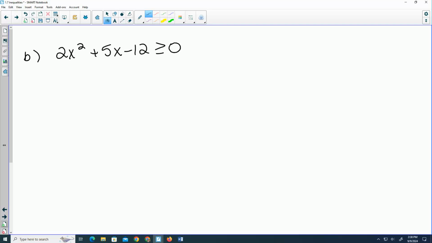So we start out pretending it's an equation. If this were an equal to, what would we do first? Slip and slide. Okay, so if I do that, okay, what multiplies to negative 24 and adds to positive 5? 8.